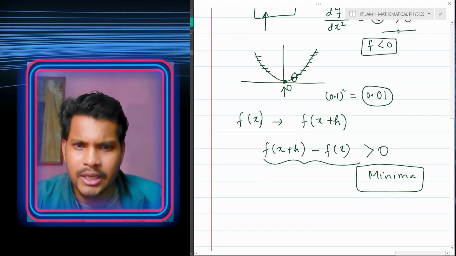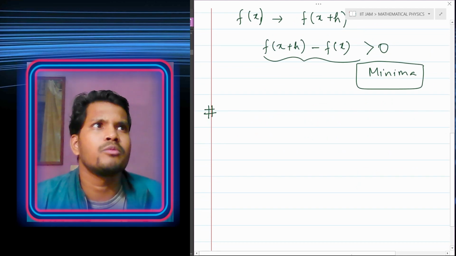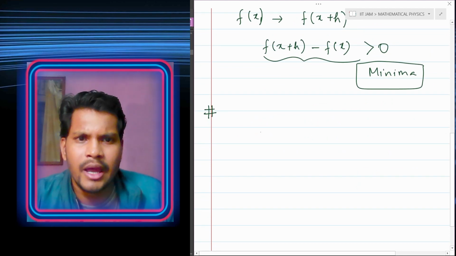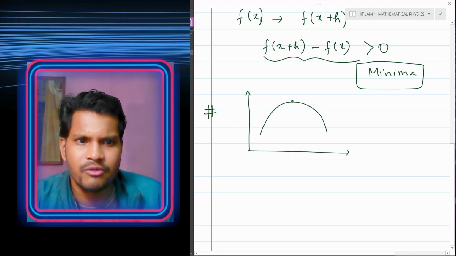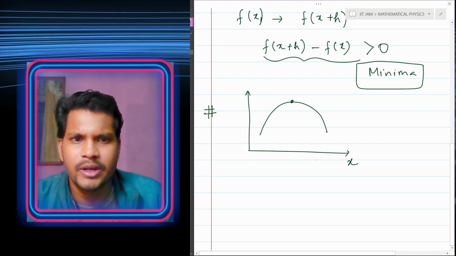On the other hand, we can take another example. Another such example would be, what could be another example? Let us say I have this kind of scenario where you have some kind of function. Let us say you have only the x variable and there is a function over here.